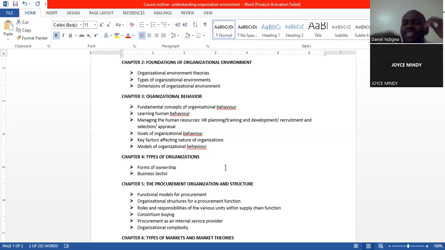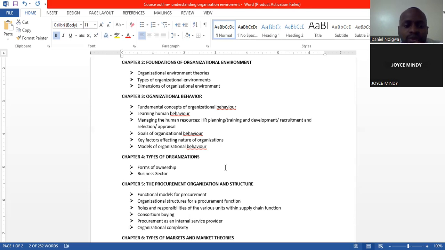For example, when you look at internal organization, what are some of the issues that might affect the internal organization and how people work within the organization? For example, we can talk about infrastructure within the organization. If you go to an organization that still uses manual transactions, the employees will be overwhelmed when it comes to the functions that they're supposed to do. But when you look at an organization that has successfully implemented ICT, those organizations are very successful.